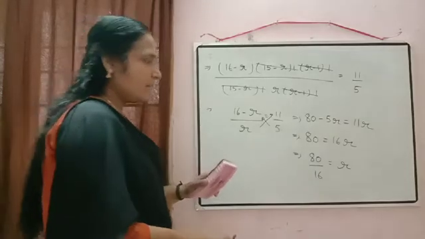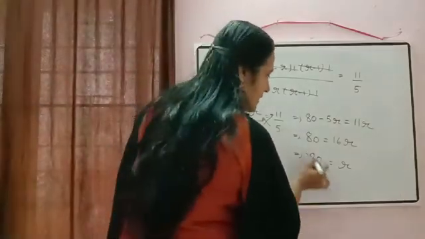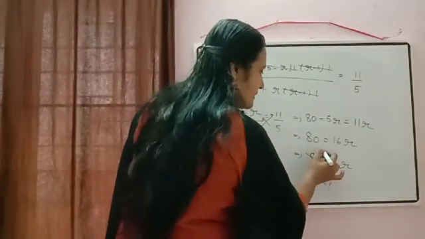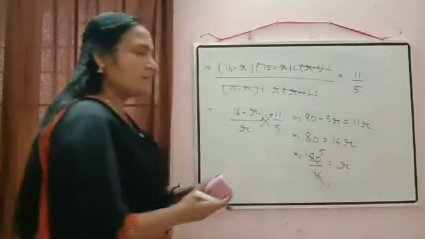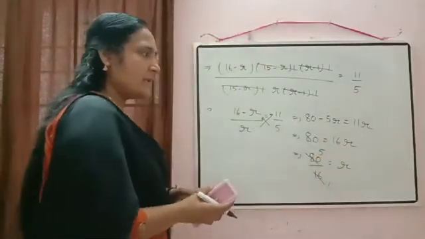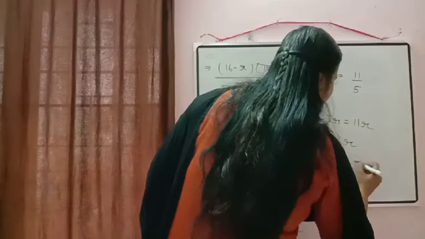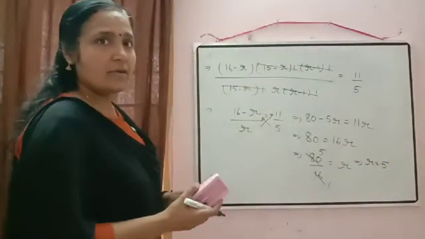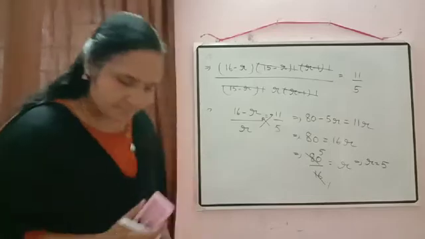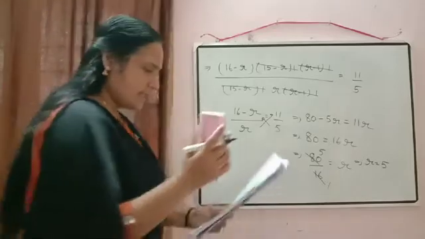If you know the multiplication table of 16, directly you can cancel it by 16. 16 ones are 16, 16 5s are 80. So we are getting here R is equal to 5. Clear how we are using the concept? Okay. Now check the next question.